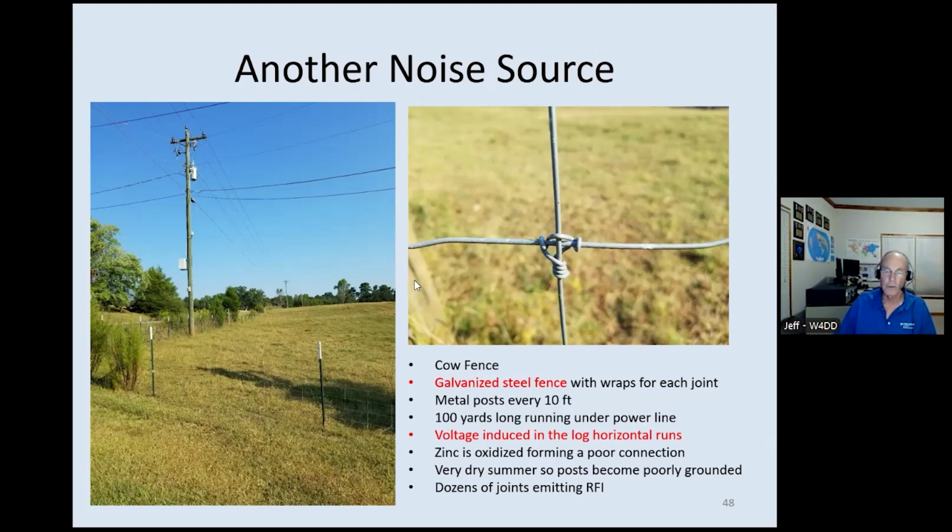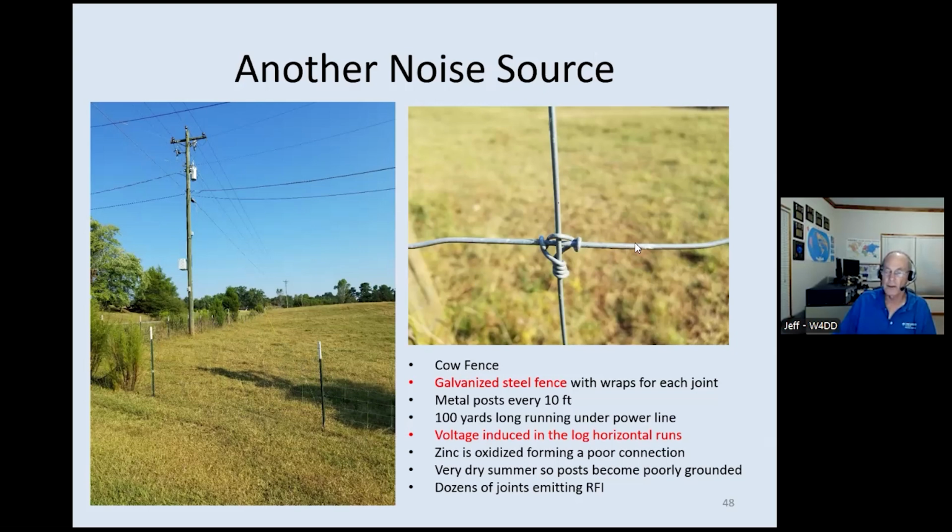What I found was when things dry out here in Georgia in the fall, usually in the September, early October timeframe, these posts no longer are grounded. So this fence doesn't get a ground every 10 feet. Maybe one every 20 poles is grounded, mostly down to the right here. You see it go downhill down to a creek. That is a good ground, but the rest of these are not.